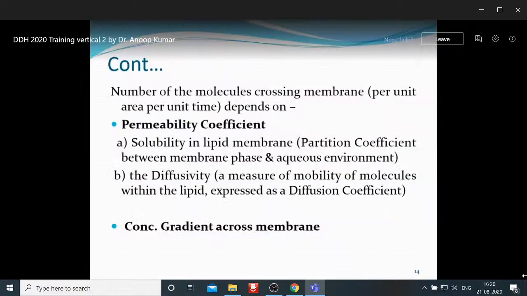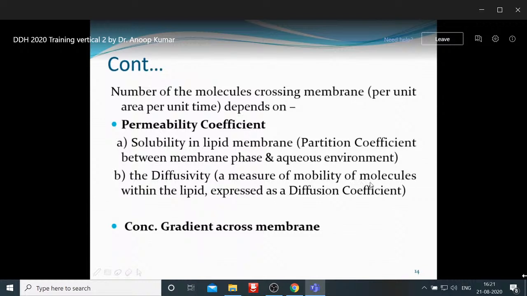Another thing is the number of molecules crossing the membrane per unit area per unit time. It depends upon permeability coefficients, which we can measure by calculating the P oil/water. I hope many of you have heard about the oil by water coefficient. It reflects solubility in the lipid membrane, the partition coefficient between the membrane phase and the aqueous environment. You can predict these log P values using a web server.